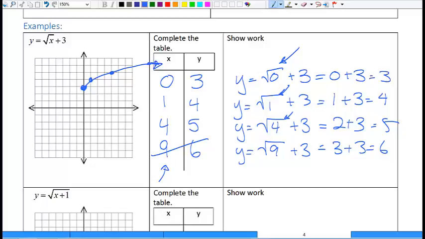And there is my square root equation. It looks like a parabola laying on its side with its arm cut off.